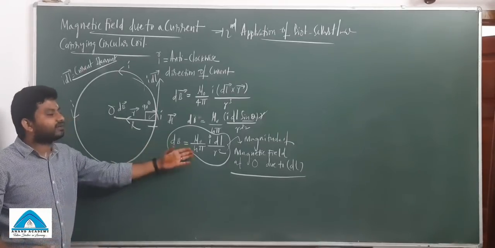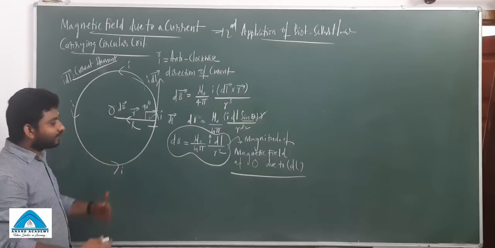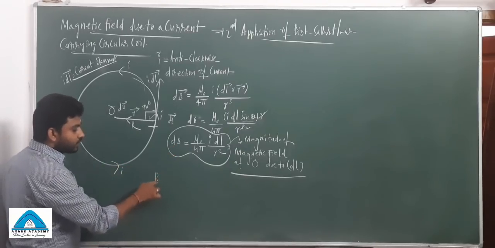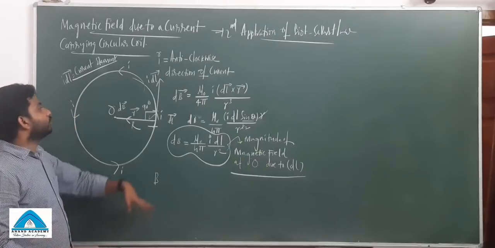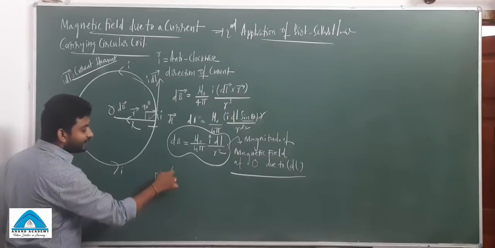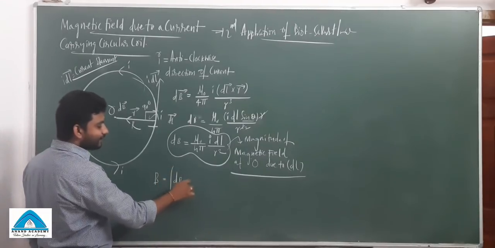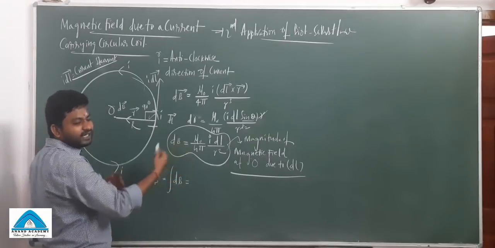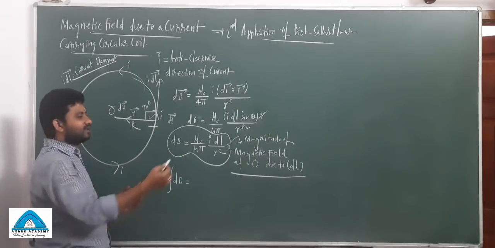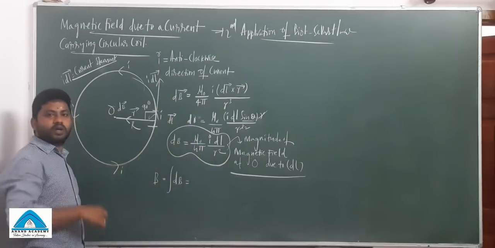We need to integrate this dB expression. When we integrate this expression, the net magnetic field due to the complete wire, B, is equal to the integral of dB. Everything can be taken out because they are constants: mu naught, 4 pi, I, r, all are constants, right?